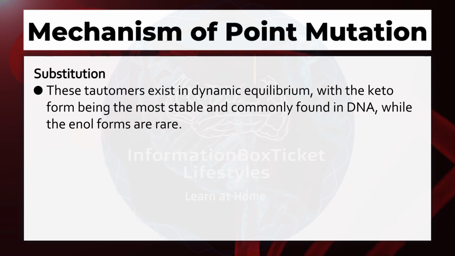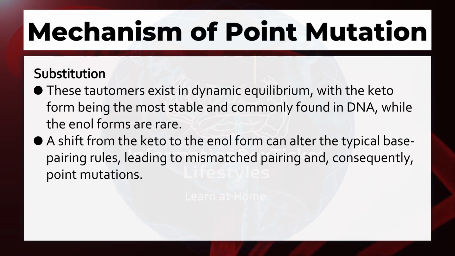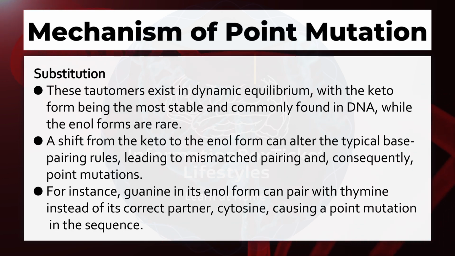These tautomers exist in dynamic equilibrium, with the keto form being the most stable and commonly found in DNA, while the enol forms are rare. A shift from the keto to the enol form can alter the typical base pairing rules, leading to mismatched pairing and, consequently, point mutations. For instance, guanine in its enol form can pair with thymine instead of its correct partner, cytosine, causing a point mutation in the sequence.